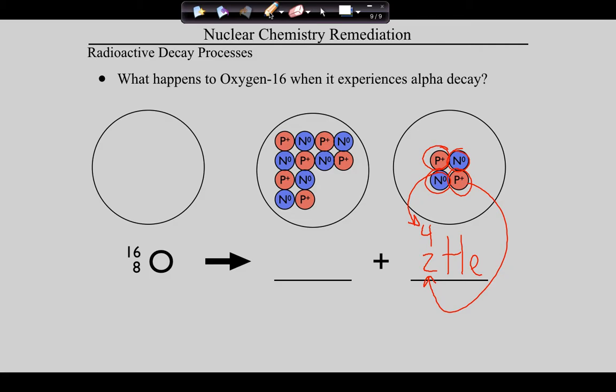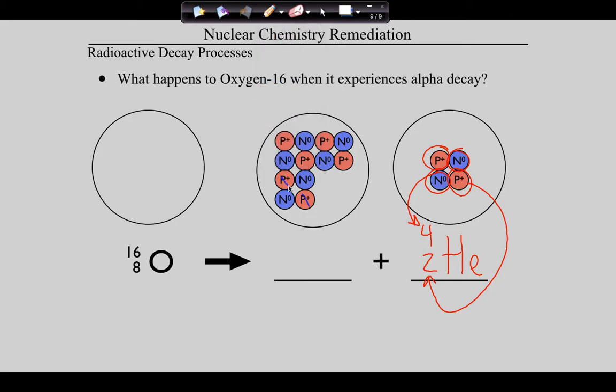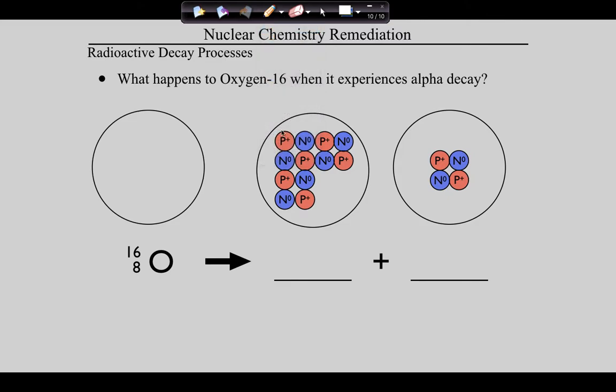So if we count protons, and we'll do this in blue, we have now got 1, 2, 3, 4, 5, 6 protons. So this is now element 6, which is carbon. Now we need to know the mass of this, and in order to figure out the mass, we're going to count all of the particles. So we have 1, 2, 3, 4, 5, 6, 7, 8, 9, 10, 11, 12. So this would now be carbon, element 6, with a mass of 12, and the particle that came out would be an alpha particle, which would be helium 4 over 2.